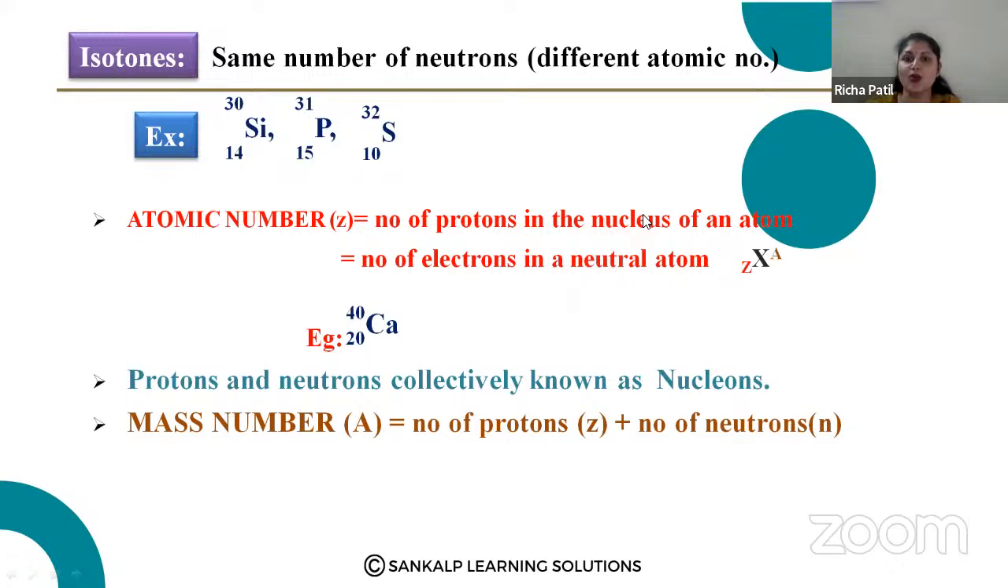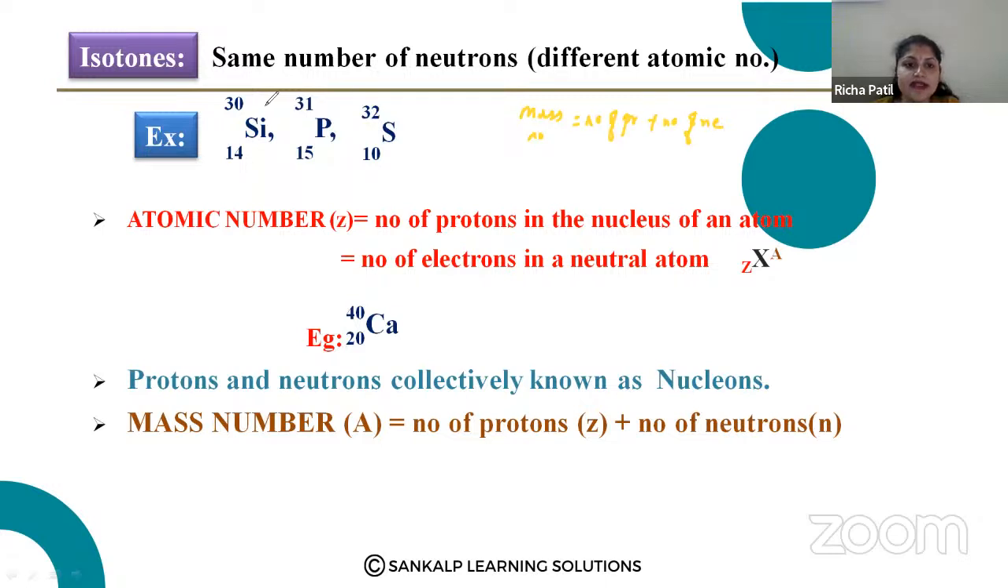Next, isotones. What are isotones? Isotones are atoms having the same number of neutrons. How do you calculate neutrons? Mass number is equal to the number of protons plus the number of neutrons.